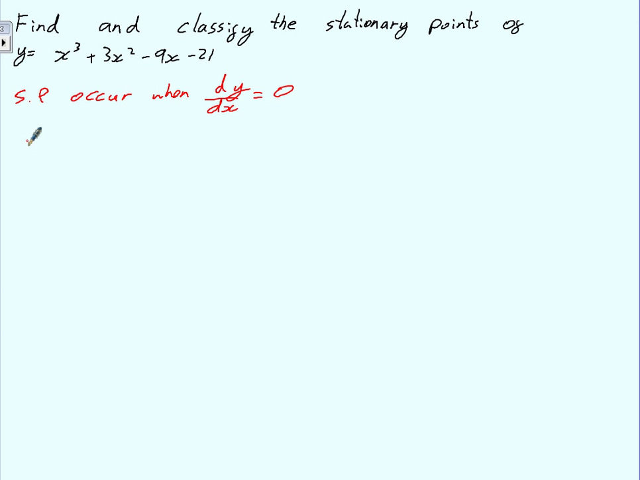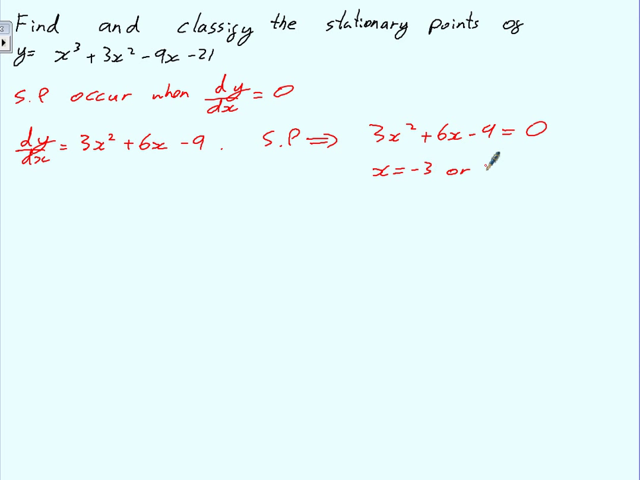So we need to find dy by dx. The gradient function in this case is 3x squared plus 6x minus 9. Again, the constant term goes. We've just said it's a stationary point, so that means that this 3x squared plus 6x minus 9 must be equal to 0. And if I try and solve that using any method that I choose, I should get two solutions, x equals minus 3 or x equals 1. So there are two possible solutions, so we're going to get two possible stationary points.